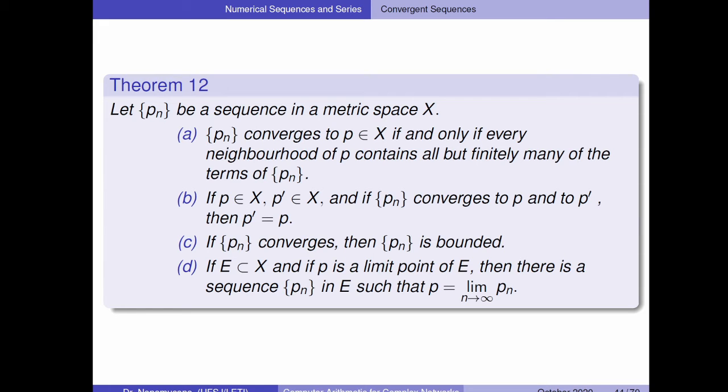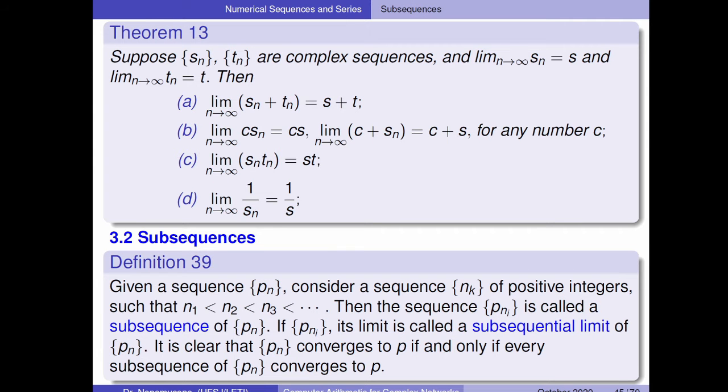If E is contained in X and if P is a limit point of E, then there is a sequence Pn in E such that P equals the limit of Pn when n goes to infinity. Suppose Sn and Tn, you can make a complex sequence, mix the numbers, so the addition of these two sequences equals the sum of the limits. You can do the same thing for multiplying by a constant, make the multiplication of these two sequences, and you get the division as well.